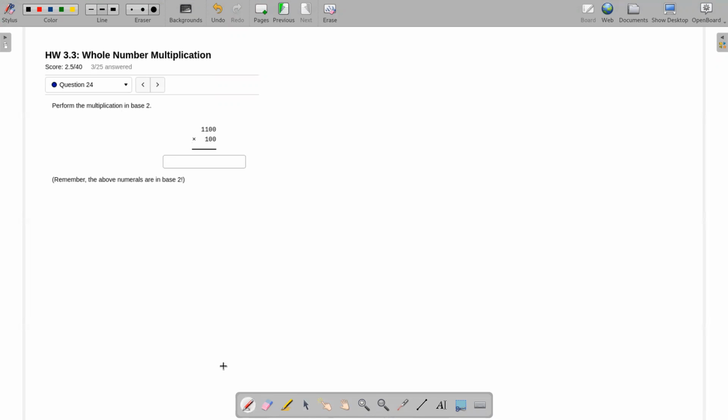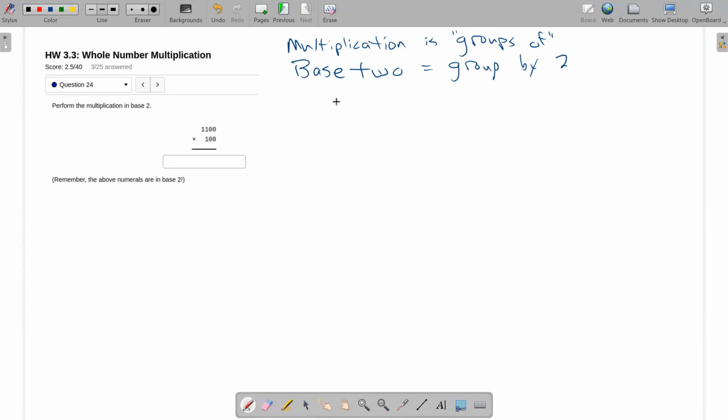What does multiplication mean? What does base 2 mean? So multiplication is just grouping. So I'm just going to call it groups of. And then what is base 2 all about? Well, base 2 means group by 2. In base 2, there's only 2 digits. We have the digit 0 and the digit 1. That's all we have to work with.